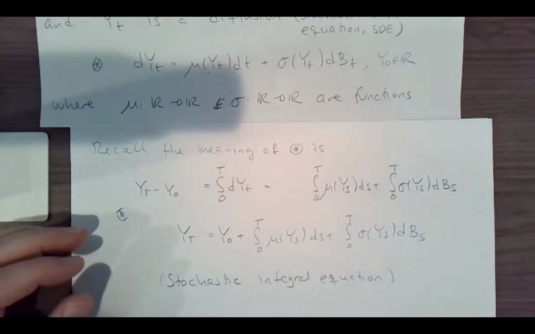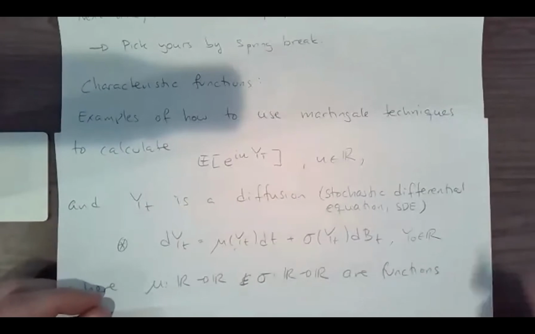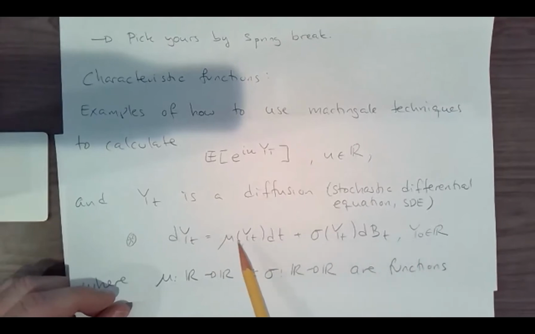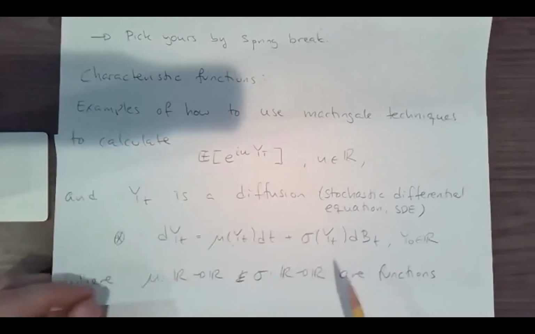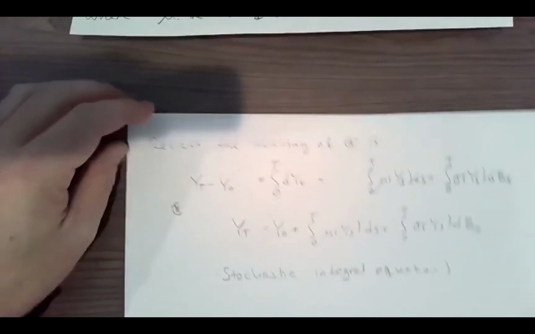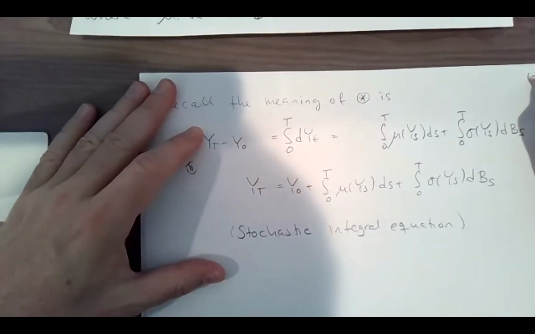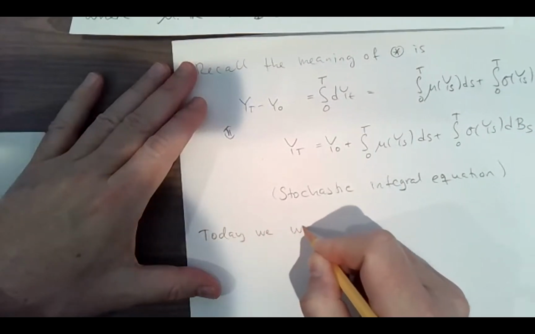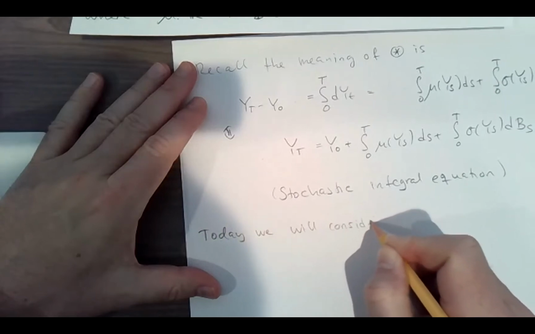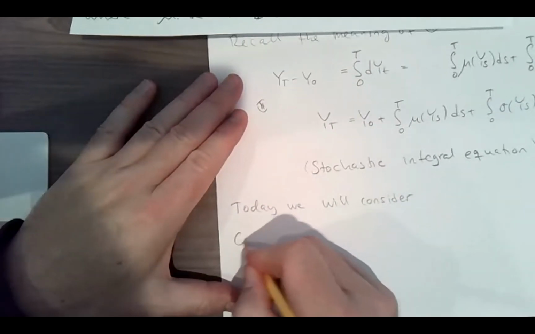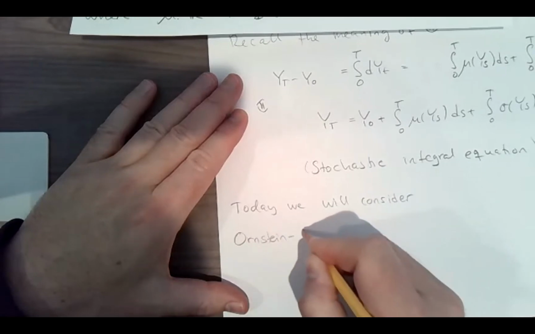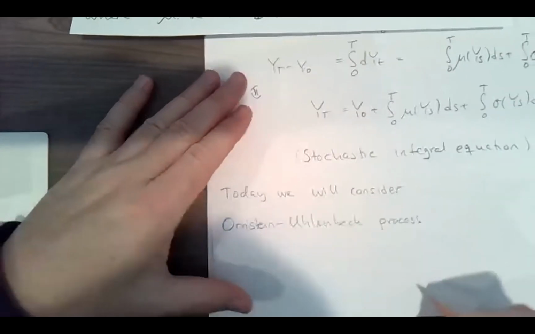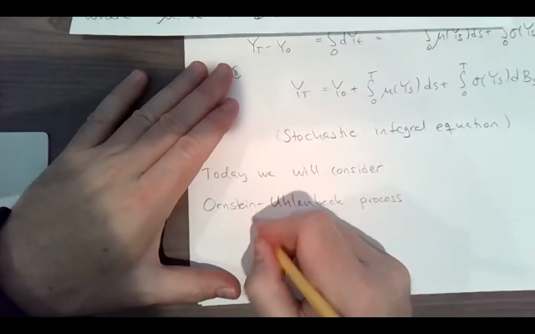For us, we're going to be interested in calculating the characteristic function when Y is specified by a function mu and a function sigma. So the two main examples that we're going to be interested in. Today we will consider the Ornstein-Uhlenbeck process, also just called OU.